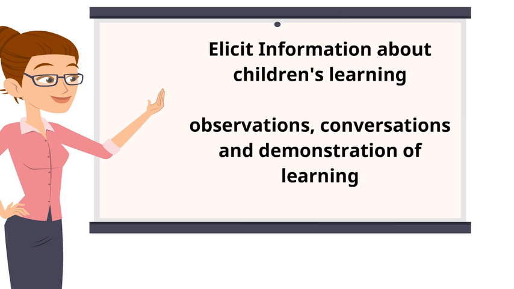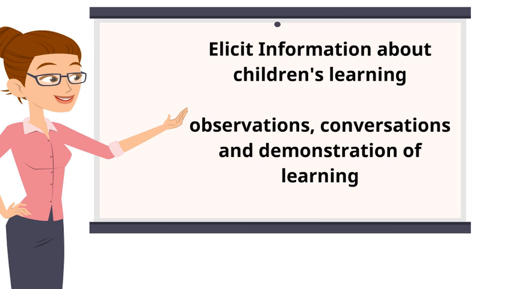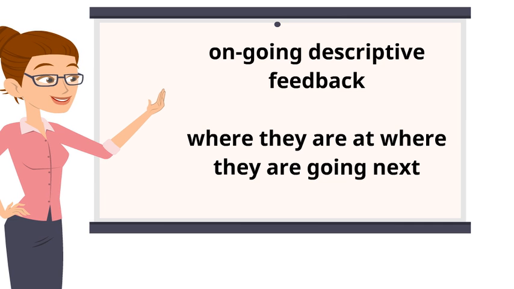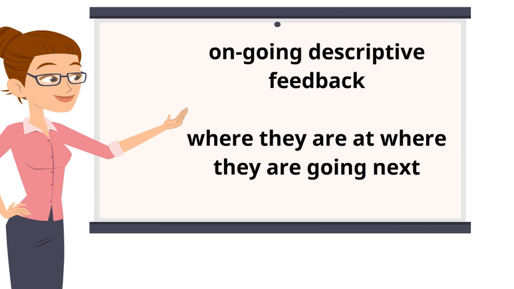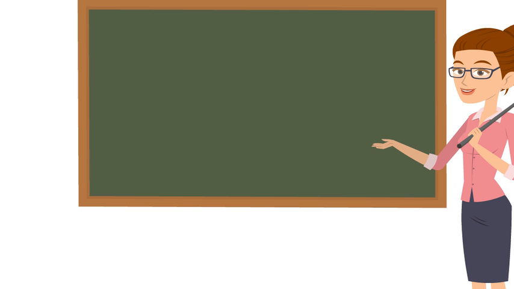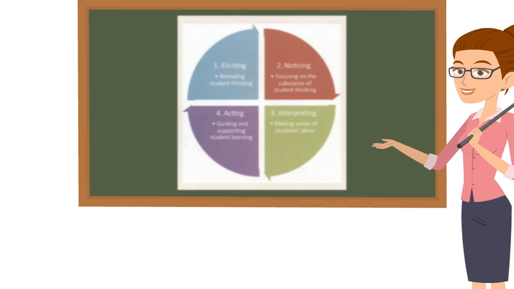The educators in kindergarten elicit information about children's learning by collecting evidence through observations, conversations, and demonstrations of learning. On an ongoing basis, the educators provide feedback that helps children understand where they are at and where they are going next in their learning. Michelle Klinkott and colleagues call this process of formative assessment a cycle of core teacher practice.